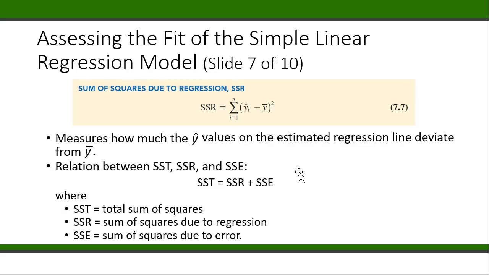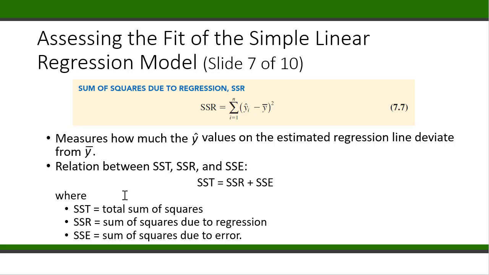So the next thing we want to calculate is something called the sum of squares due to regression. This is just the sum for each of our observations of the expected y hat, that's from the linear equation, minus y bar, which is our average y, which if we didn't have a line, this is what we would use. So this measures how much y hat values on the estimated regression line deviate from y bar.